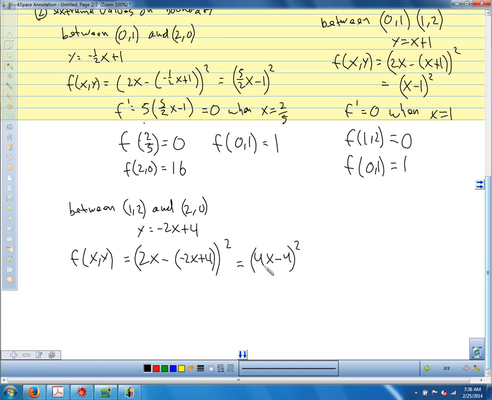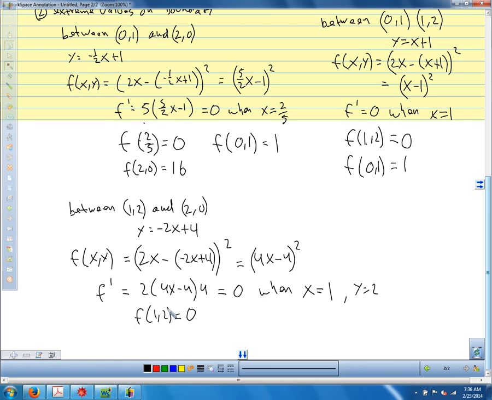And if I take the first derivative and set it equal to 0, I see that f prime is 2 times 4x minus 4 times 4 equals 0 when x equals 1. And when x equals 1, y equals 2. I'm plugging that back in here. f of 1, 2. We've already checked that.